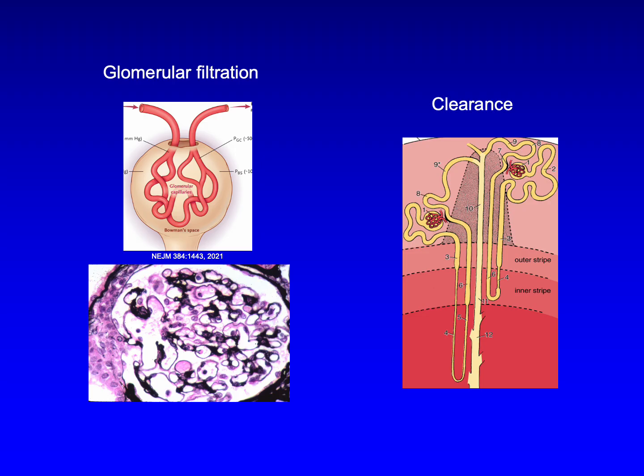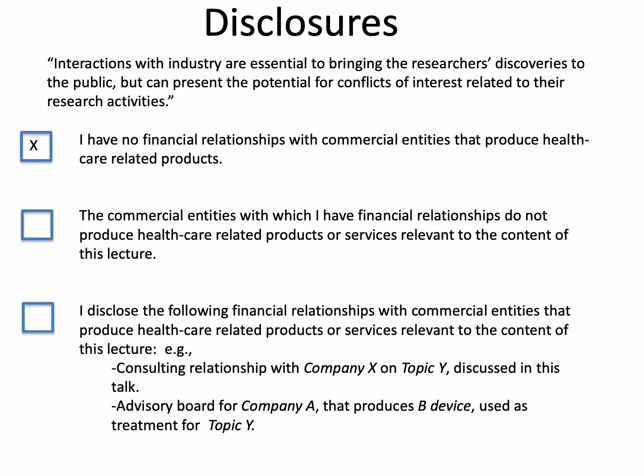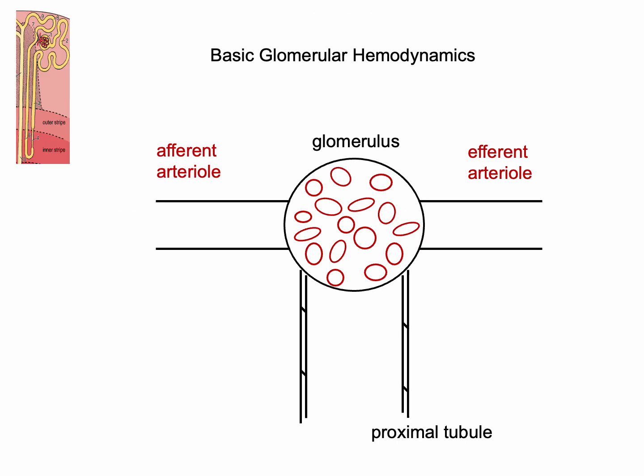In this video, we will cover two things: the process of glomerular filtration and the concept and calculation of clearance. Let's begin with some very basic glomerular hemodynamics. Within each tiny unit, or nephron, of which there are about 2 million in our two kidneys, we can see how glomerular filtrate is formed.